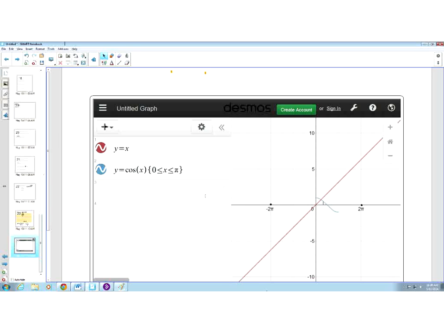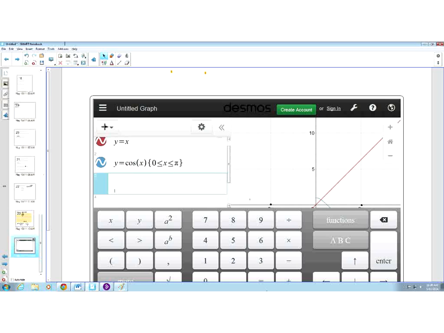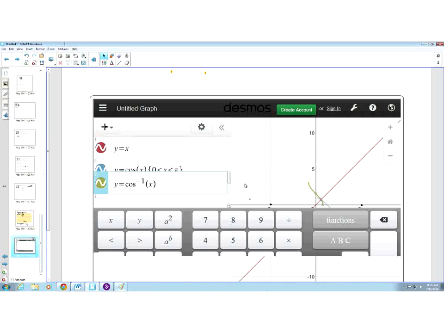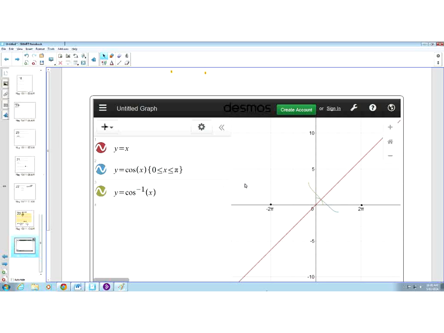Now this one-to-one component will have an inverse, and so that would be y is equal to cosine inverse of x. Okay, and that's shown in green right there. Note that there's symmetry about the line y equals x.